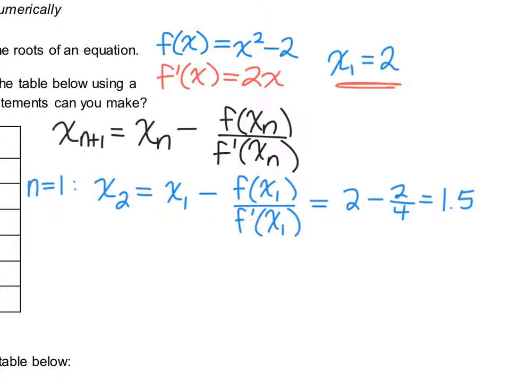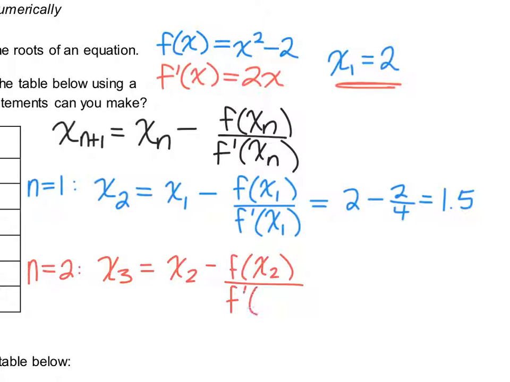But 4 more calculations of what? Well, the next entry would be where n is equal to 2. So that means that I'm looking at x sub 3 would be equal to x sub 2 minus f of x sub 2 over f prime of x sub 2.